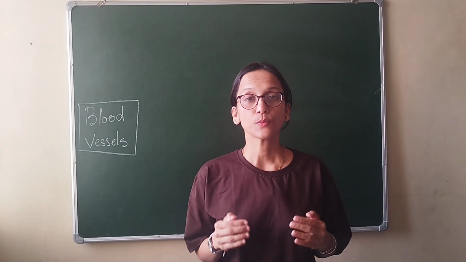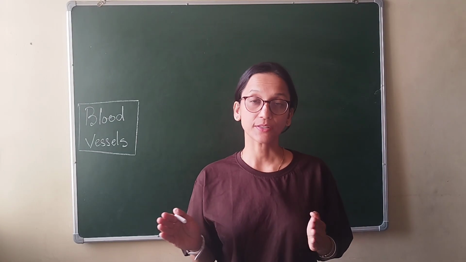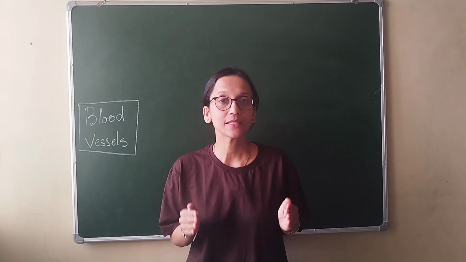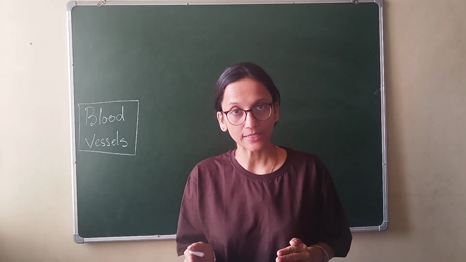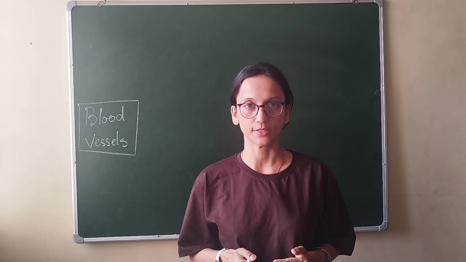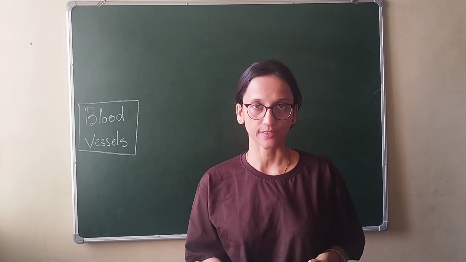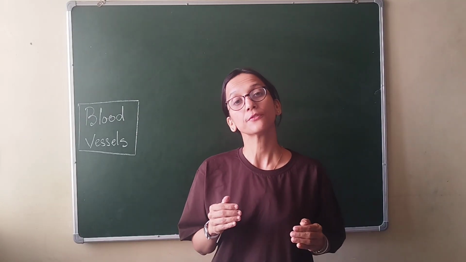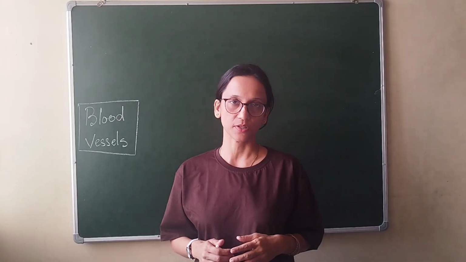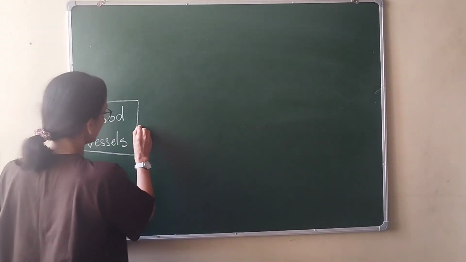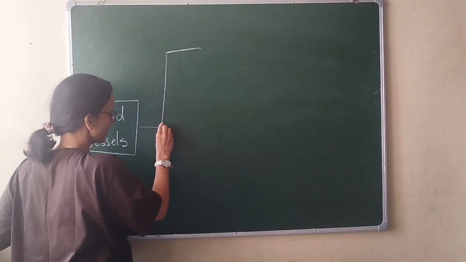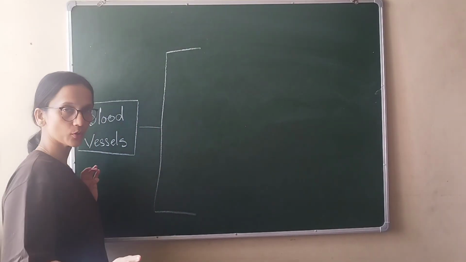In today's lecture we are going to discuss blood vessels. Now human beings are examples of organisms having a closed circulatory system. That means in us the blood always flows through blood vessels. Now let's quickly see what the different kinds of blood vessels present in our body are. So primarily there are three different kinds of blood vessels that can be seen in our body.